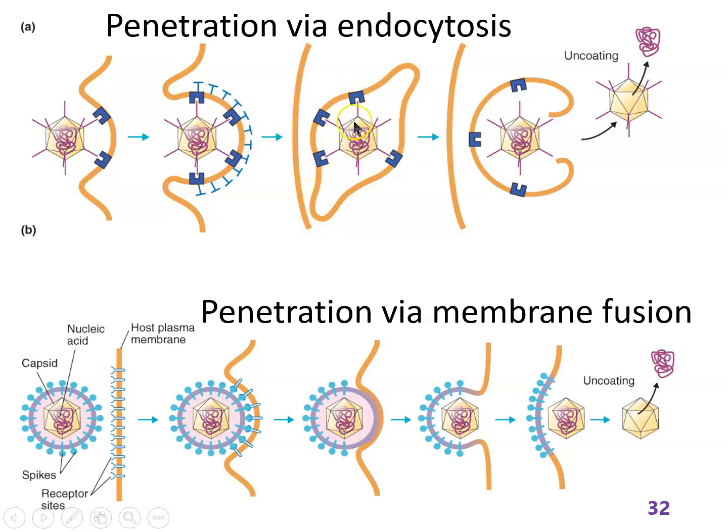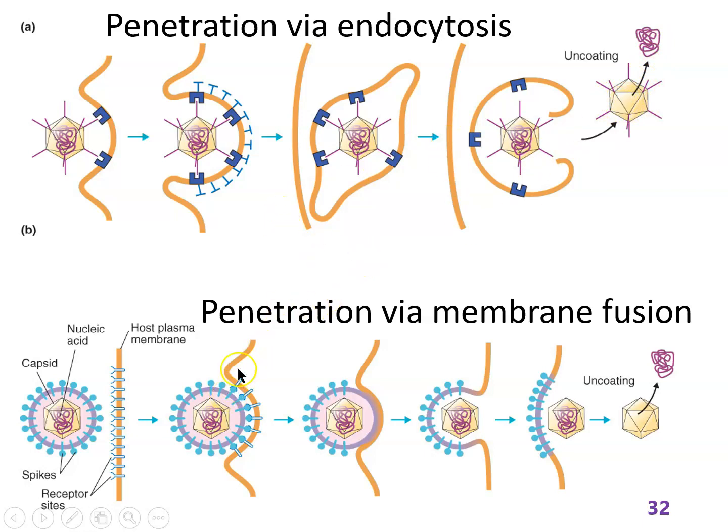The virion has to have a way of getting out of the vesicle. So it has to have a way of breaking that open. And then it has to have a way of getting the nucleic acids out of the capsid. So there has to be some way of breaking this open also.